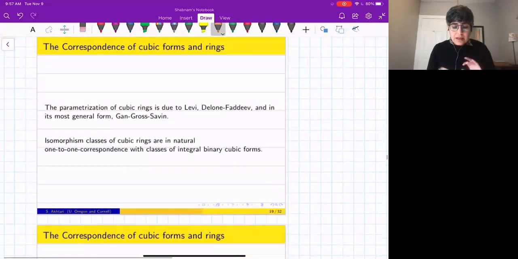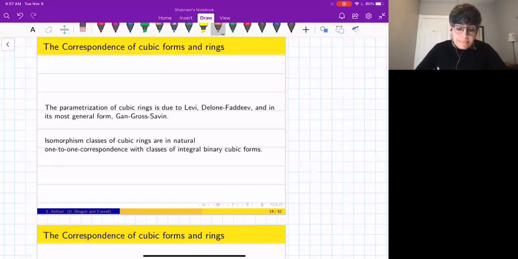And here are the results that really go back a long way. There is a parameterization of cubic rings, not just in number fields, generally due to Levi, Delone, and Faddeev.